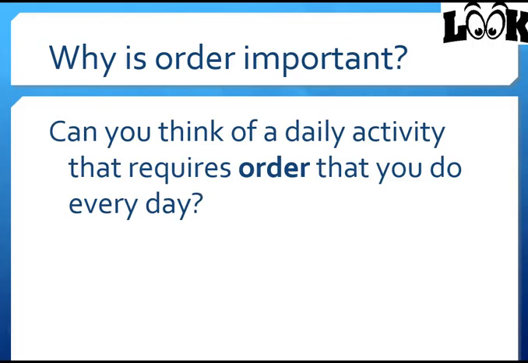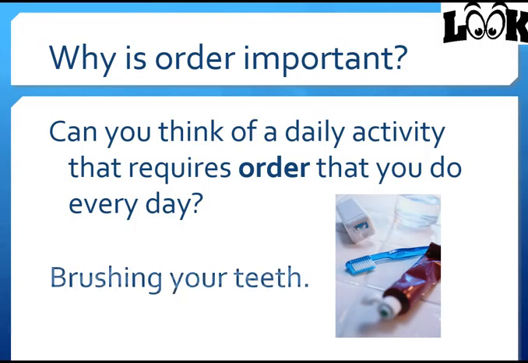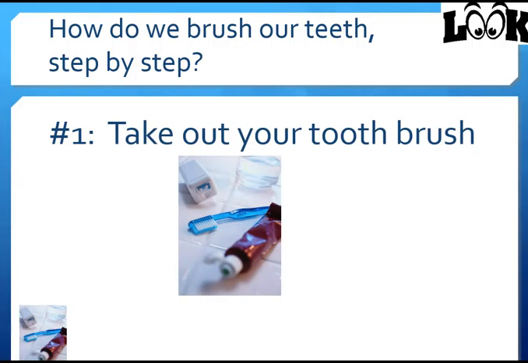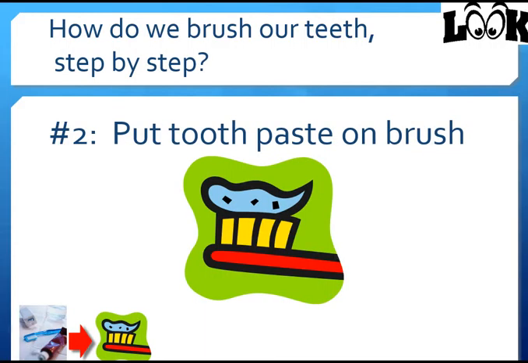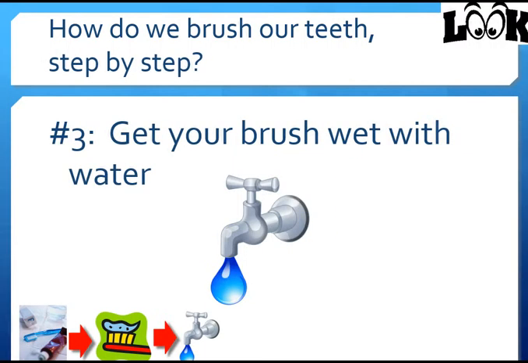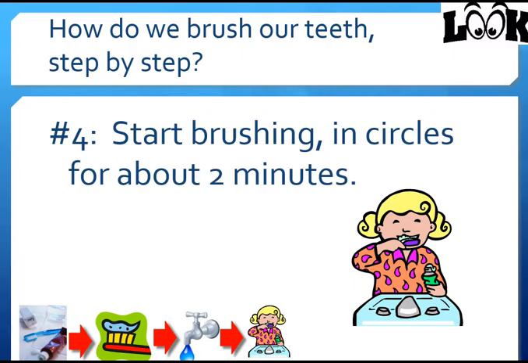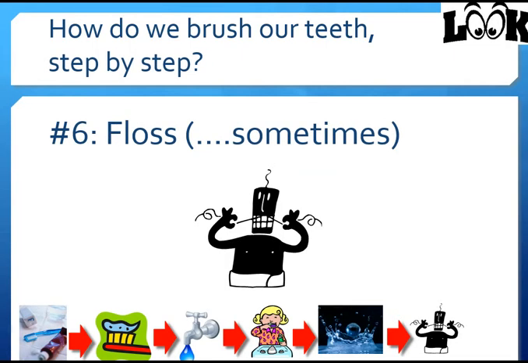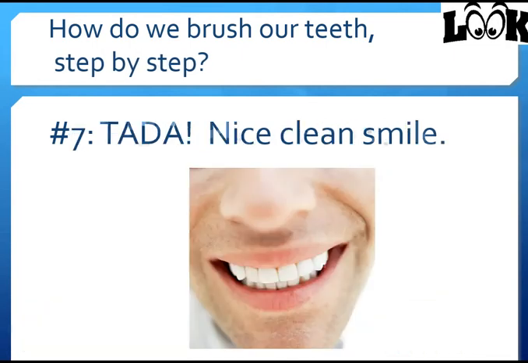Well, when I think of it, I think of brushing my teeth. I do that on a daily basis. Hopefully you do too. So what are the steps I take to brush my teeth? Well, first I need a toothbrush. I take it out. I put some toothpaste on it. I get it wet with some water. And I end up brushing my teeth for about 2 minutes. Go ahead and rinse my mouth and then floss sometimes. So that's my result.